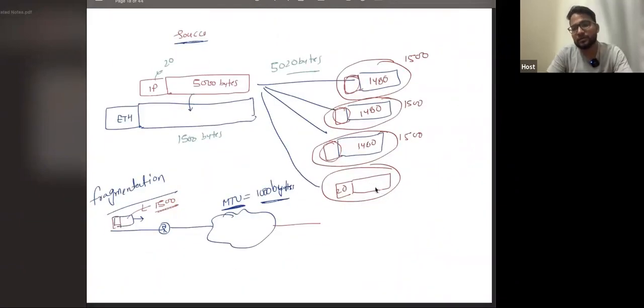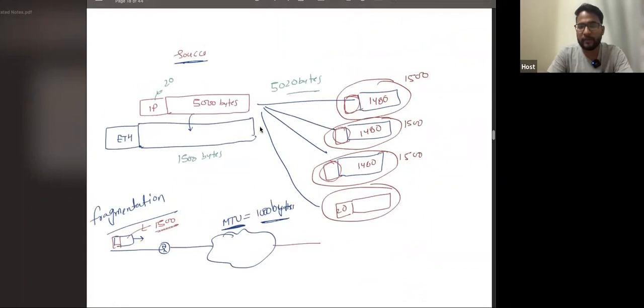Now let's suppose that you have an IP header of 20 bytes, and there is data of 5000 bytes. But you have some channel, and on that network, the MTU is just 1500 bytes, which means that the Ethernet frame can carry only 1500 bytes. This router wants to send some data to this network, but here you are using the Ethernet protocol, and let's suppose Ethernet has a maximum transmission unit of 1500. Then what will you do? You will divide this packet, right?